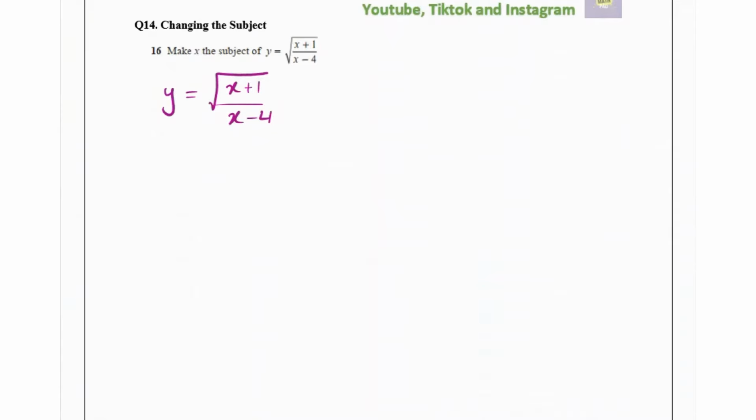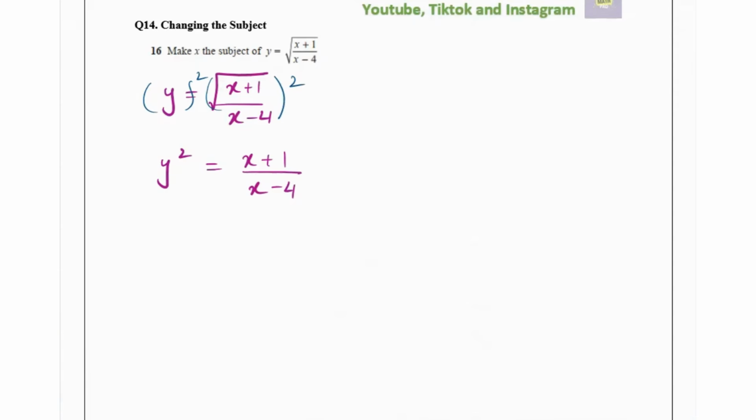So first step is to get rid of the root. To get rid of the root, I'm going to square both sides. When I square both sides, the root gets cancelled out and y is y squared. So now it's going to be (x plus 1) over (x minus 4).